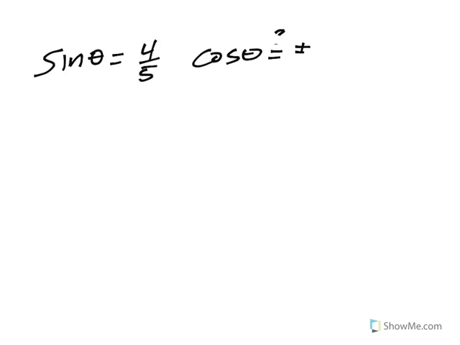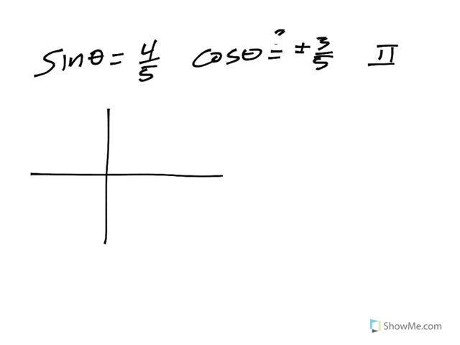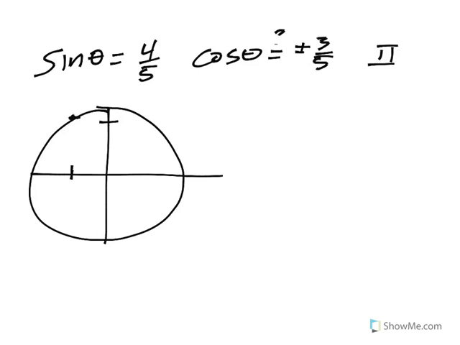So here's what we've got. Sine theta is 4/5. Cosine theta is either plus or minus 3/5, and I'm in quadrant 2. So when I draw that, in quadrant 2, the sine is 4/5, that's about 0.8, and the cosine is 3/5. Okay, wait a minute, it's got to be negative 3/5, so I'm in the second quadrant, so this is no longer a question. It's got to be negative 3/5. Okay, cool. So I've got sine, I've got cosine.